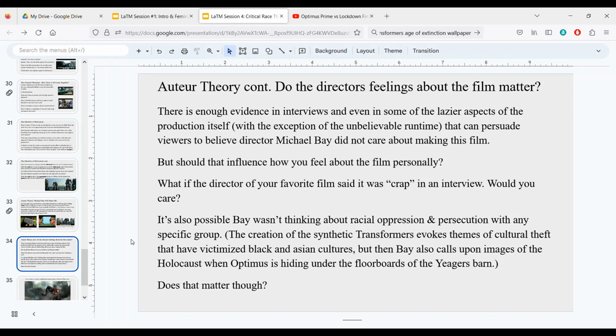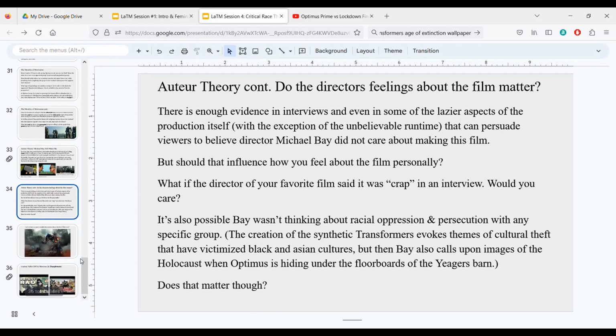It's also possible Bay wasn't thinking about racial oppression and persecution with any specific group. The creation of the synthetic Transformers evokes themes of cultural theft that have victimized Black and Asian cultures, but also Tommy did bring up that also mirrors a lot of the Holocaust history too, so that's interesting. But then Bay also calls upon images of the Holocaust when Optimus is hiding under the floorboards of the Jaeger's barn. Does that matter, though? Does Bay's intent matter? Not really. Can we just take the film as is?